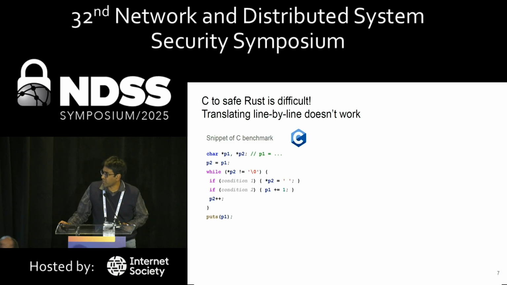So here is a little piece of code that I've abstracted from one of the benchmarks. I'll just explain it very quickly. There are 2 pointers here, P1 and P2, that are pointing to a string object. One of the pointers is mutable, which means it's trying to mutate the object, and the other one is a read-only pointer.